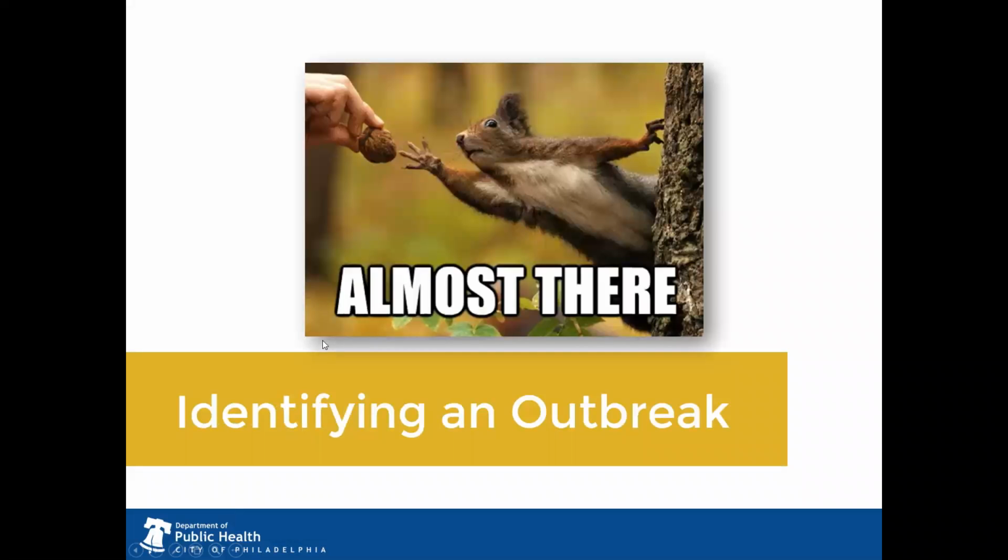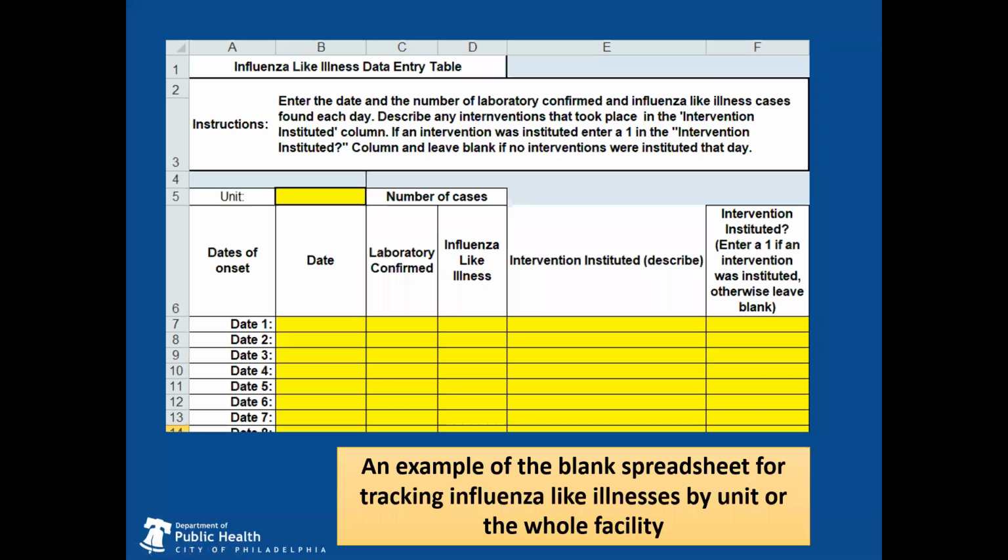Okay, so we're almost there. As Susie mentioned, we also wanted to talk about tracking outbreaks in your facility. So we created an influenza-like illness data entry table that will create that epidemic curve that Susie showed earlier. So this is an example of the blank spreadsheet for tracking influenza-like illness, which you can either use by unit or for the whole facility.